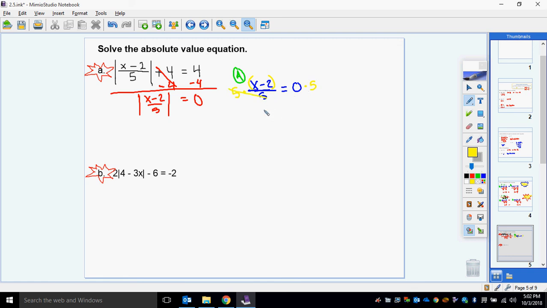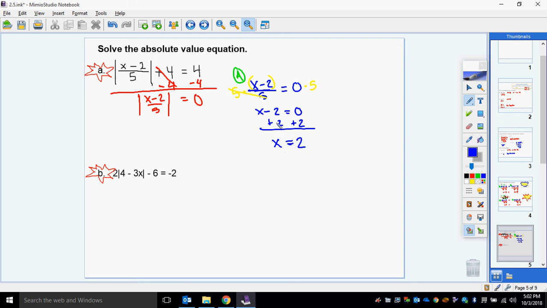We cancel out that, and then we're left with x minus 2 equals 0, because 0 times 5 is 0. Then I'm ready to add 2, and my final answer is x equals 2.